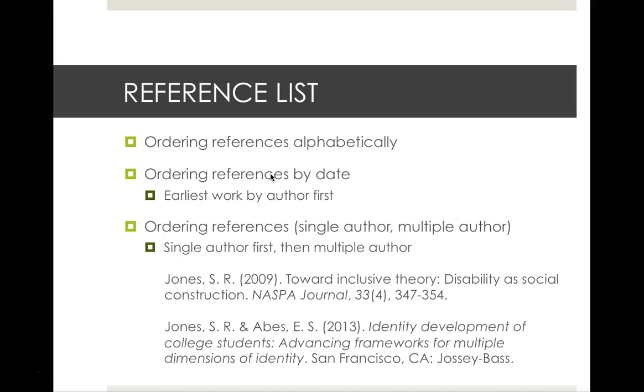I've provided an example here about Susan Jones's work, where I listed first her journal article, Toward Inclusive Theory, Disability as Social Construction, which she solo-authored, and then included her book, which she co-authored with Elisa Avis, Identity Development of College Students, Advancing Frameworks for Multiple Dimensions of Identity.